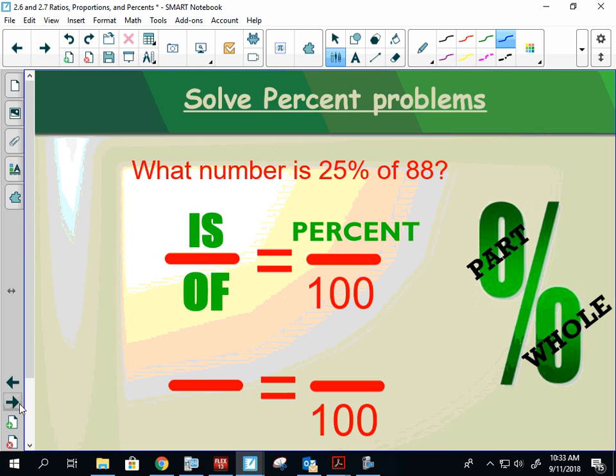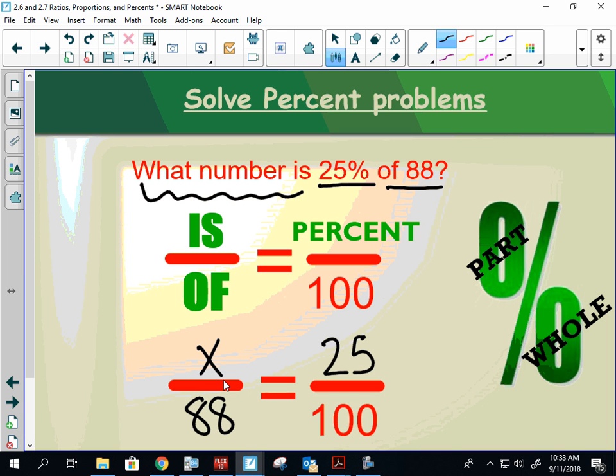What number is 25% of 88? So I pick out the pieces I can. I see 25%. That's the part that's being divided by 100. So I put 25 divided by 100 of 88, so that's the total. And it says what number is, I don't know the is, so I put X.